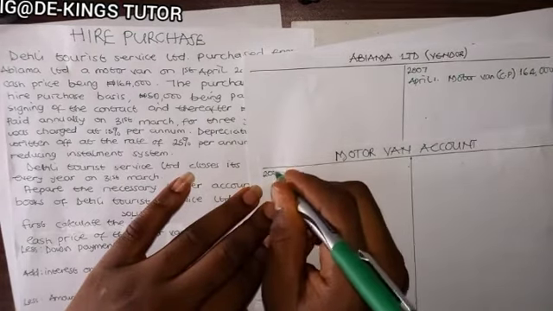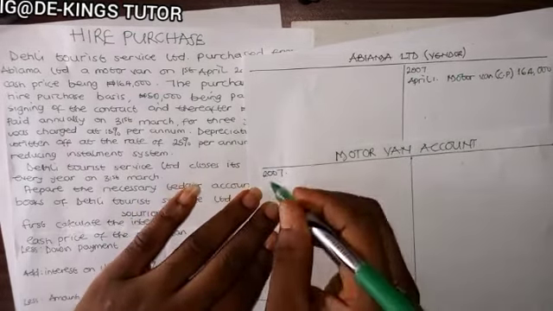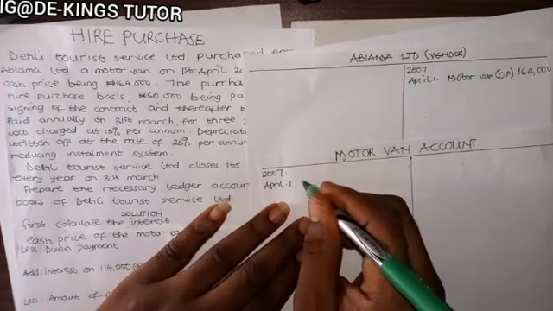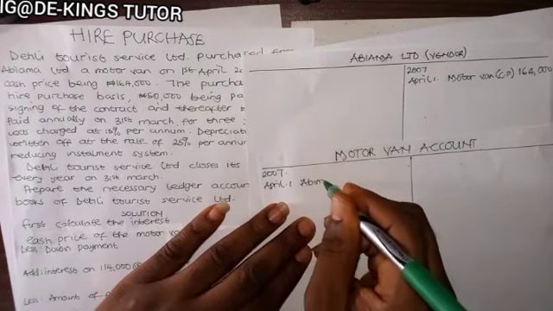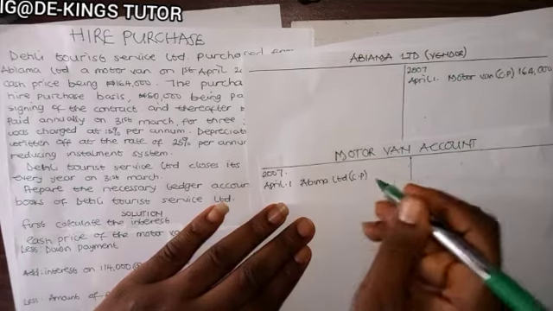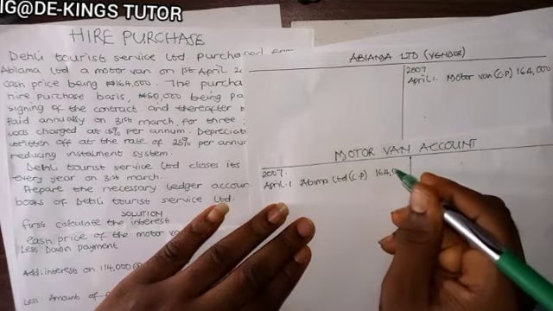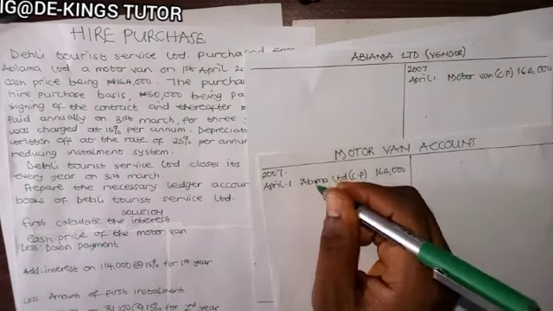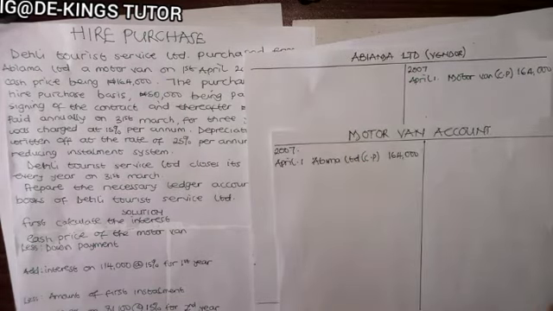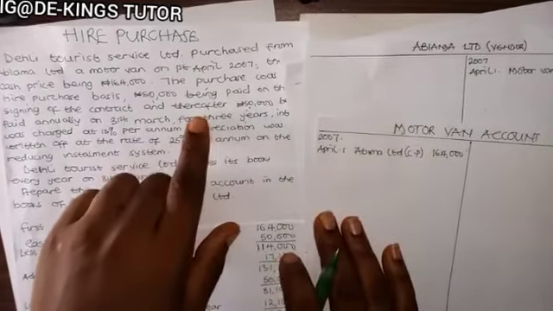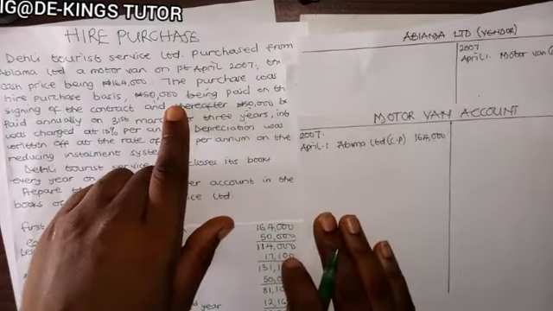Still 2007, April 1, call it Abiama Limited for the cash price of 164,000. Okay, 164,000.